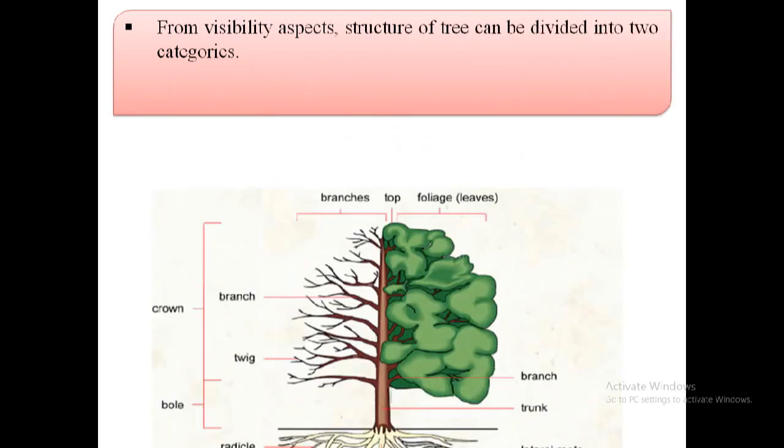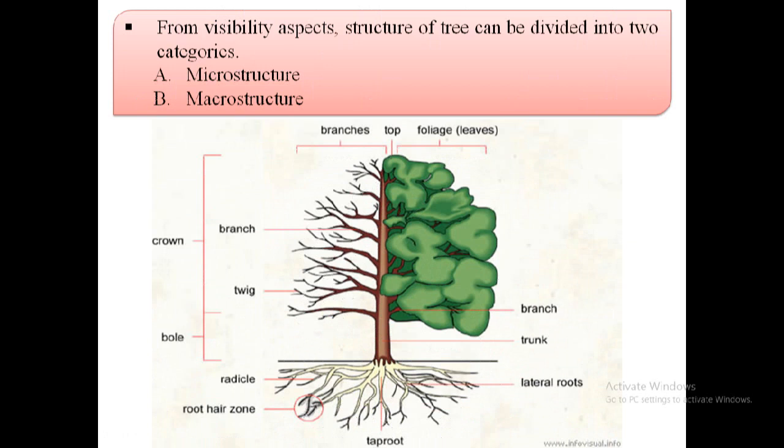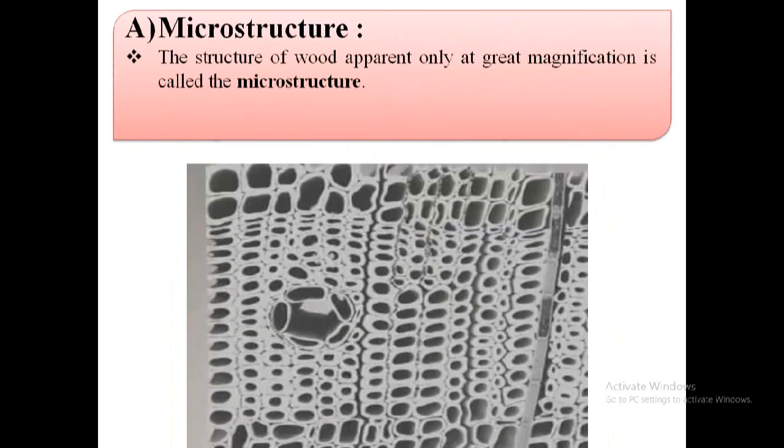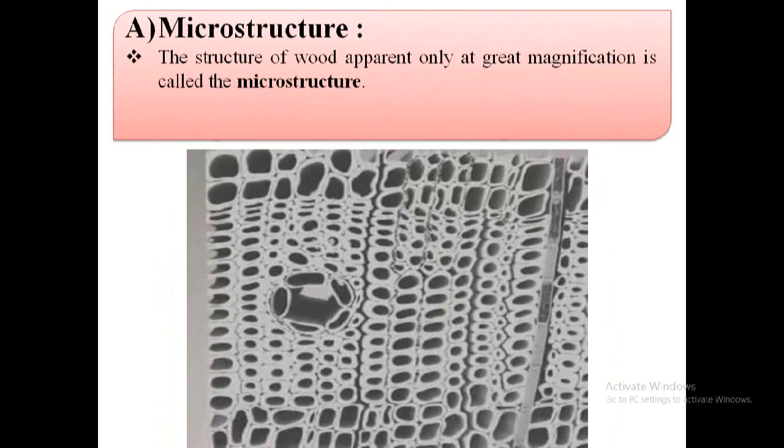From visibility aspects, the structure of a tree can be divided into two categories. First one is microstructure and second one is macrostructure. So firstly we will see microstructure. The structure of wood apparent only at great magnification is called the microstructure. So this image shows the microstructure of wood.